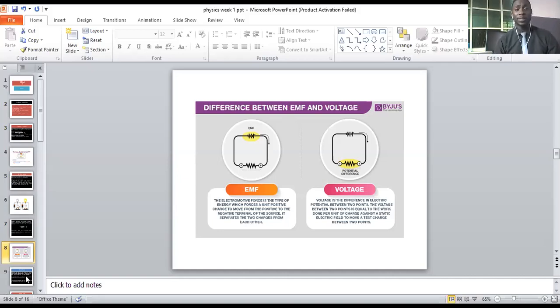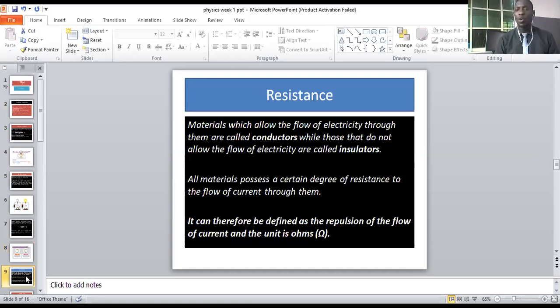To the next subtopic rather, resistance. We are from the basic knowledge of conductors and insulators. Materials that allow the flow of electric currents are called conductors, while those that do not permit the flow of electric currents within them are called insulators. Materials like wood is an insulator. It doesn't allow the flow of currents, while metals like iron is a conductor. It allows the flow of electric currents.